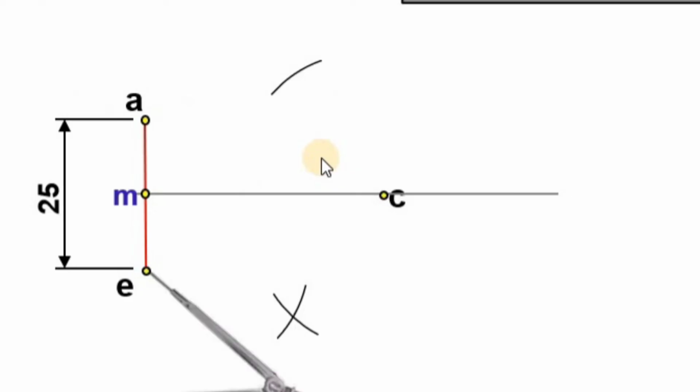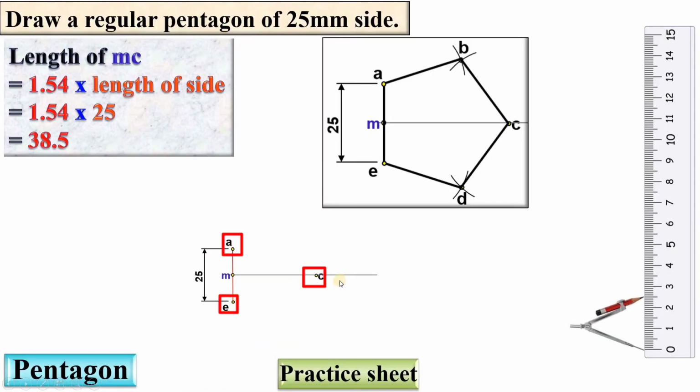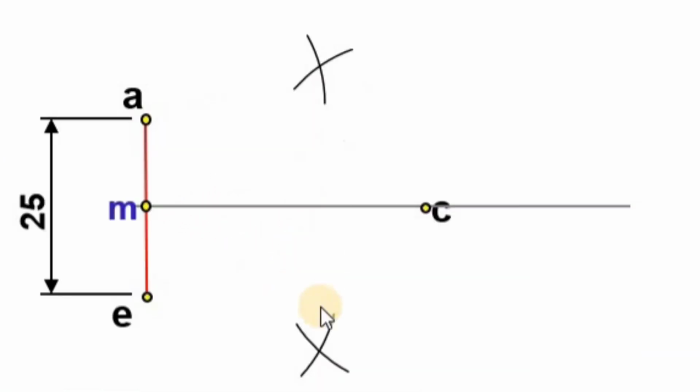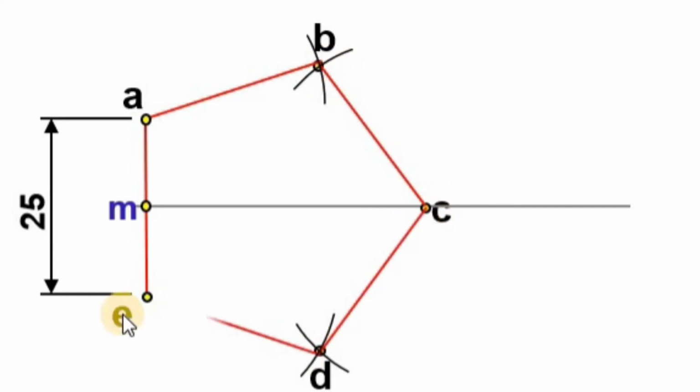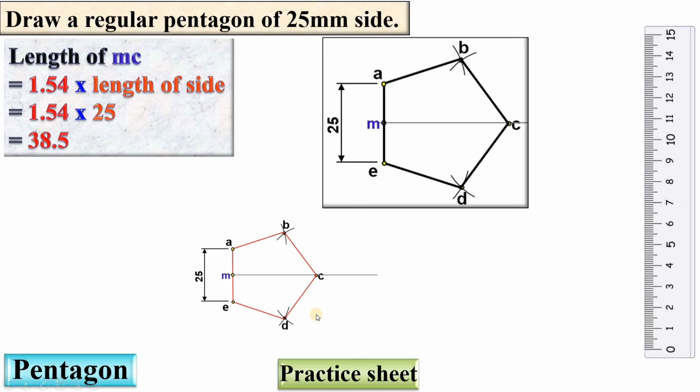Once again I am going to repeat. Once you have A, E and C as centers, set the radius of the compass as 25 mm and draw the arc with C as center on both sides. Then with E as the center and A as the center, with the same 25 mm radius, draw the arcs. You will get the intersection points here and here. Give the names B and D. Now join the lines AB, BC, CD and DE. So your pentagon is ready.